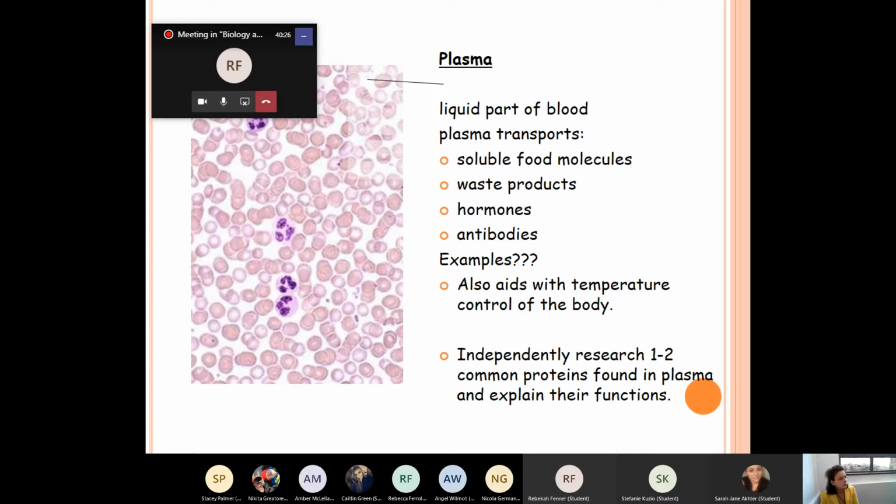So what do you need to digest in order to get to glucose? So what are we eating? Sugar. Well, you could be eating sugar, but what else could you be eating?